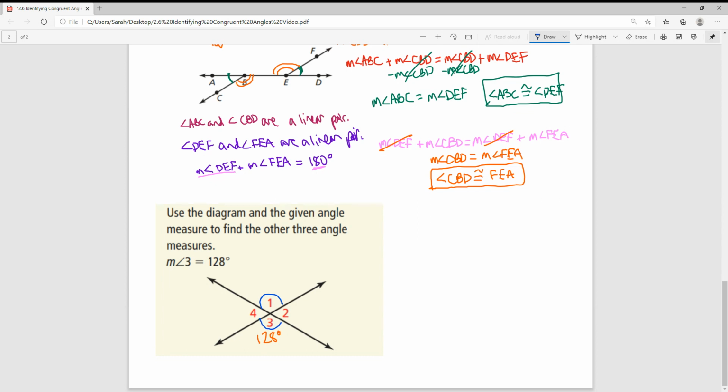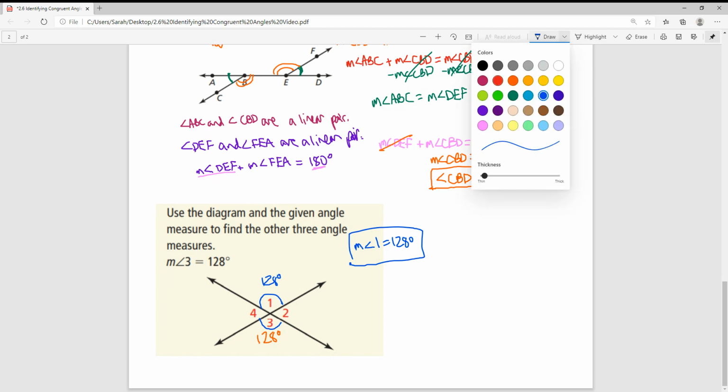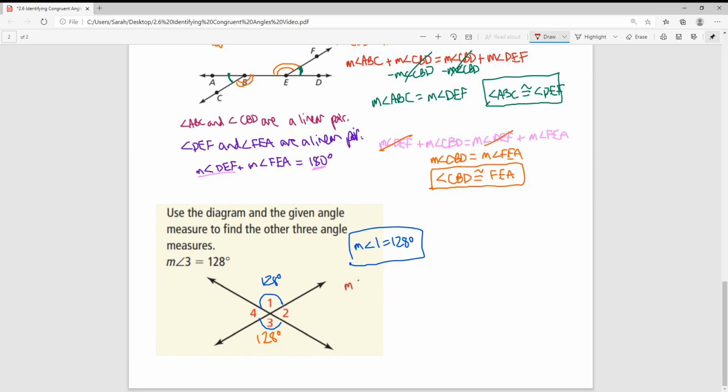So since measure of angle 3 is equal to measure of angle 1, I can say that measure of angle 1 is 128 degrees. And again, that's because they are congruent, because they are vertical angles. What other relationships do we have going on? So let's start with angle 2. 2 and 3 make a straight line. They're a linear pair. So I'm going to say measure of angle 2 plus measure of angle 3 equals 180 degrees. But we already know what measure of angle 3 is. We know that that's 128.